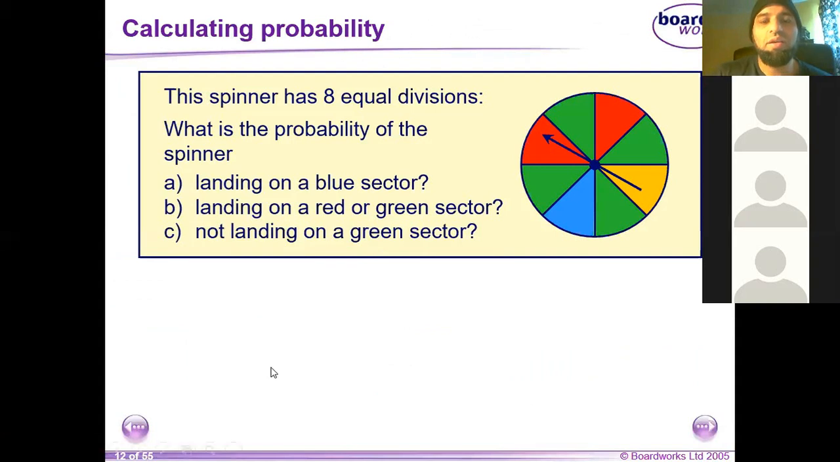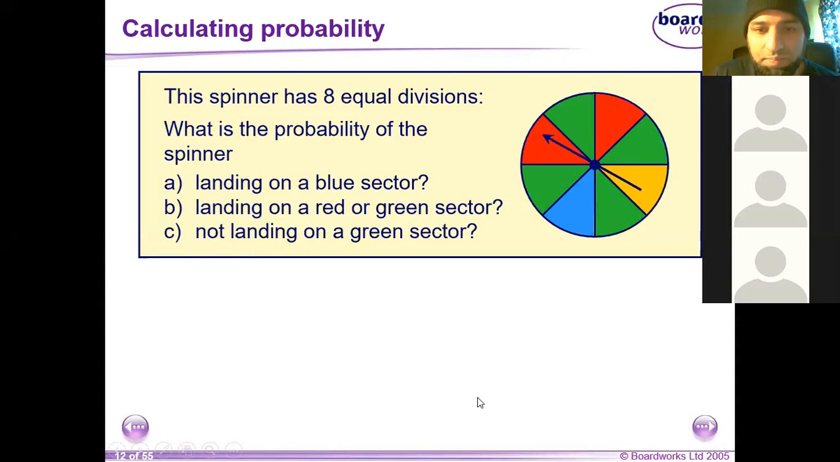We said here, not landing on a green sector. Let's look at this carefully. What is the probability of landing on a green sector? If I want to land on a green sector, it's going to be 1, 2, 3, 4 out of 8. But that's the probability of me getting the outcome. The probability of not landing on a green sector is me not getting the outcome.